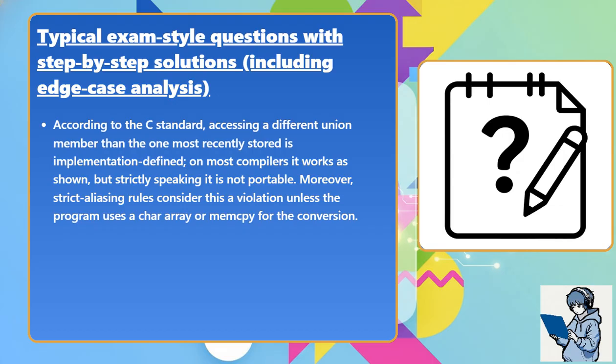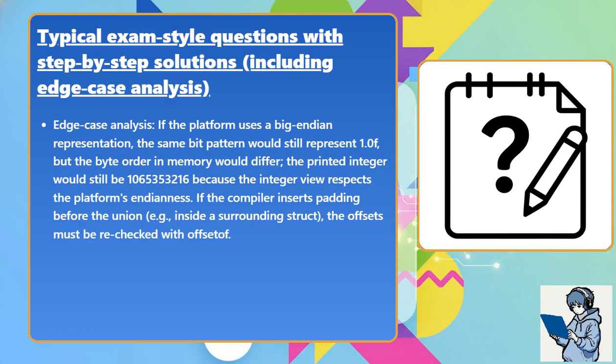Additionally, the strict aliasing rules treat this as a violation unless the program uses a character array or a memcpy call to perform the conversion. Edge case analysis. On a big Endian platform, the same bit pattern still represents 1.0f, but the byte order in memory is reversed. The printed integer remains 1065353216 because the integer view follows the platform's Endianness.